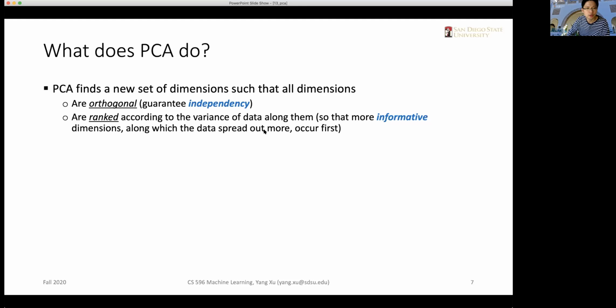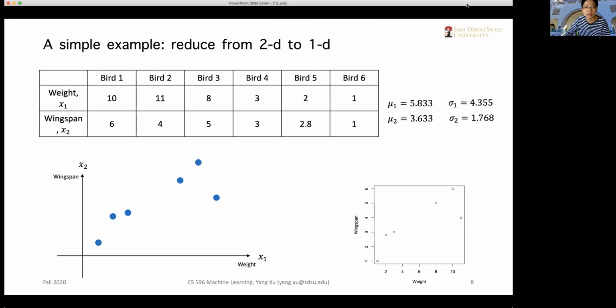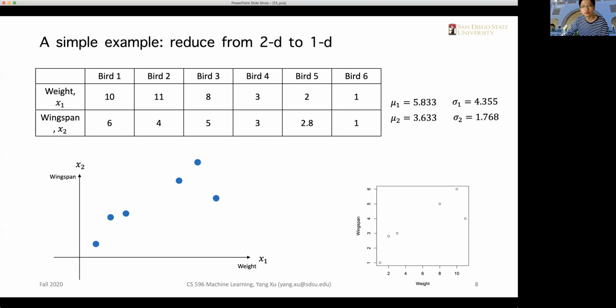All right, so let's start with this simple example here. This is a simplified version of the birds example, right? We only keep the two dimensions, the weight and the wingspan, and we have six birds as the data points. So now we already have two features, and maybe our task is to reduce from the 2D space to 1D, which means we only want one dimension to be kept. Let's see how this procedure looks.